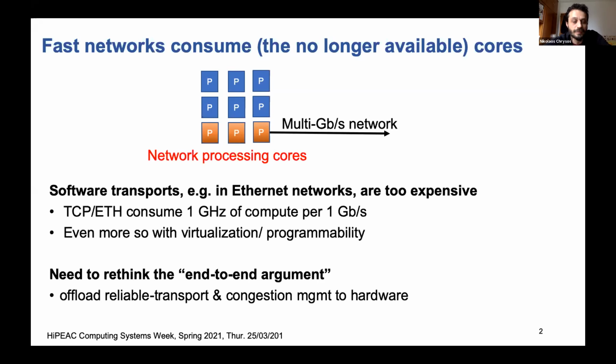The main idea that we follow in this work is that we need to rethink the end-to-end argument, which places all the processing at the end nodes and keeps the network dumb. Now we need to offload the functions which traditionally were handled at the edges and handle them in the network. These functions are of course many, but two of them are reliable transport, like TCP, and congestion management, which typically run on the edges. We need to move them into the network. And this is what this talk is all about.